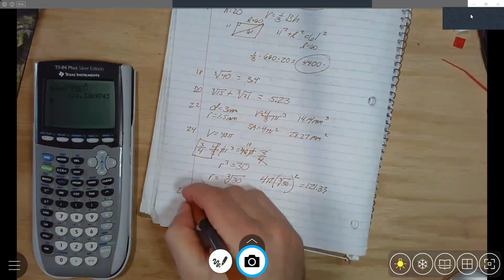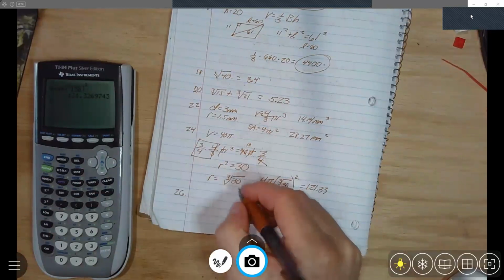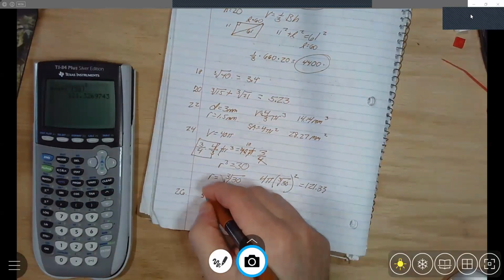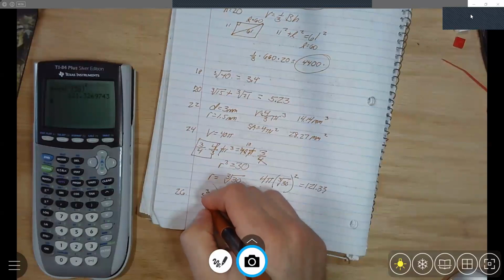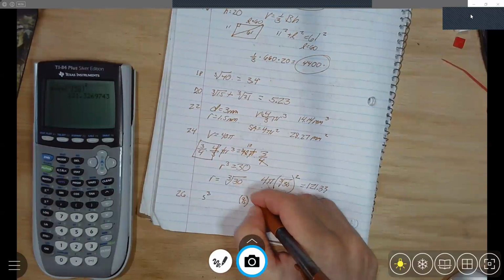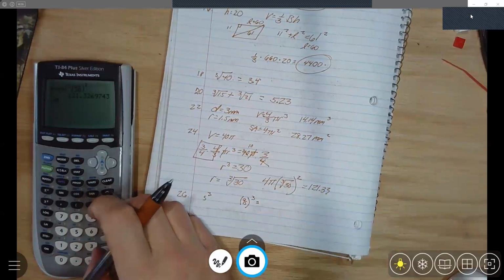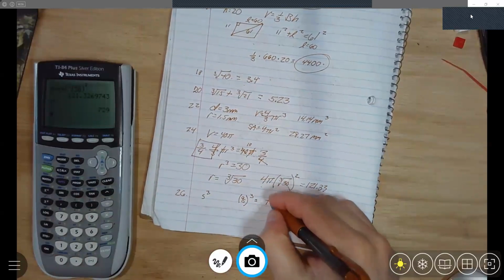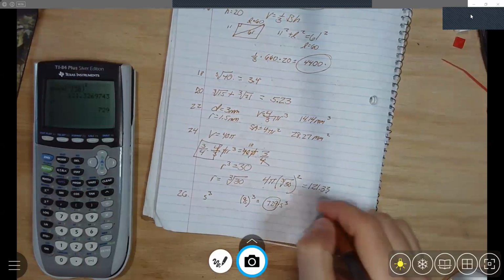All right, 26. The edges of a cube are multiplied by 9. What happens to its volume? So the volume formula for a cube is s cubed. If you multiplied its edges by 9, then your edge would be 9s. And if you cube that, your new volume is going to be 9 cubed times s cubed. So 729 s cubed. So it's going to be 729 times bigger.